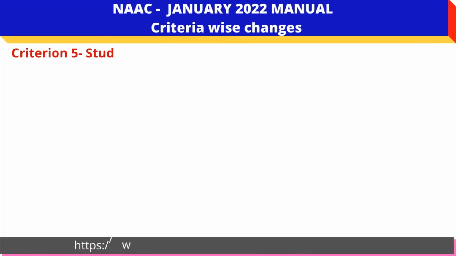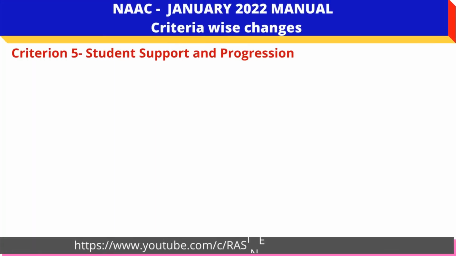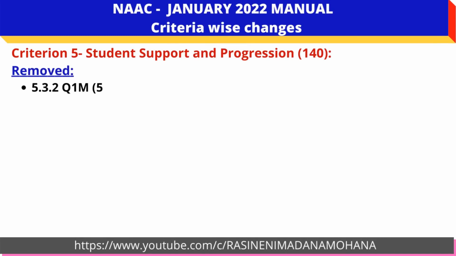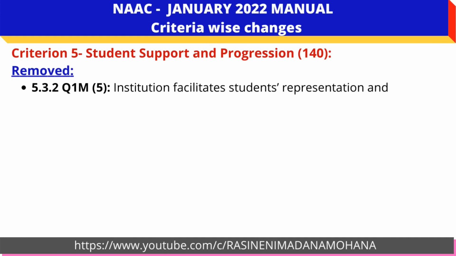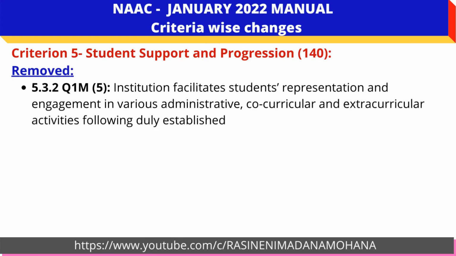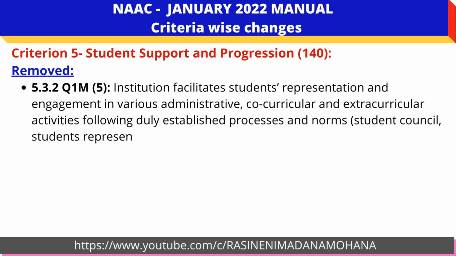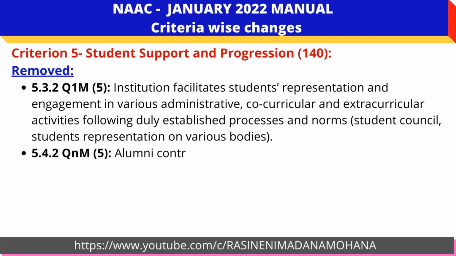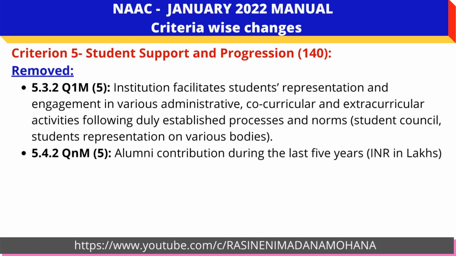Then coming to the metrics removed in criteria 5. 5.3.2, which is a qualitative metric, 5 marks: institution facilitates students' representation and engagement in various administrative, co-curricular, extracurricular activities, like student council, student representation. Earlier this was qualitative, now this was removed. Now 5.4.2 quantitative for 5 marks, alumni contribution, that is budget. So what is the contribution from the alumni? That was removed in this new manual.